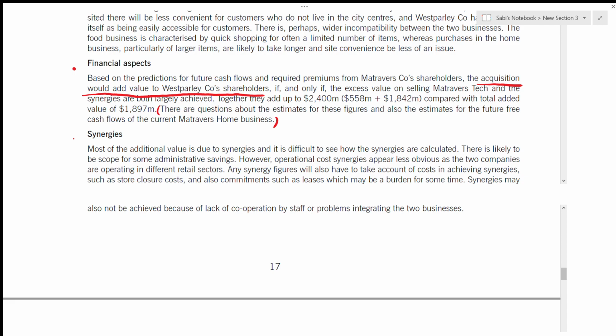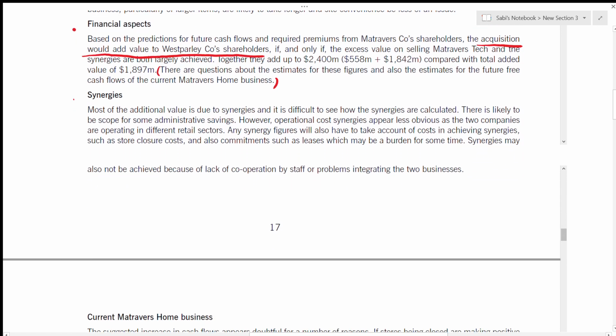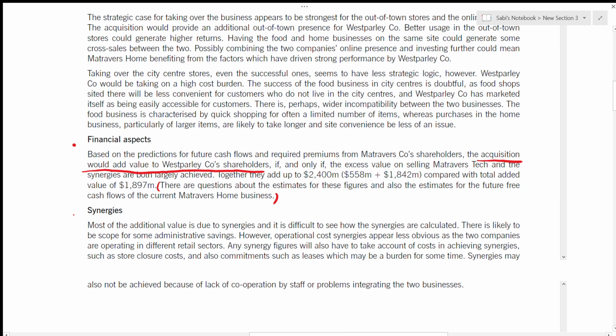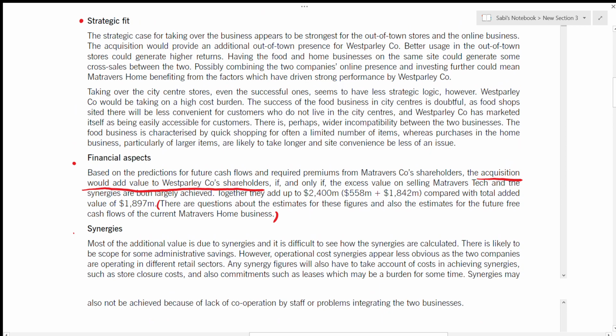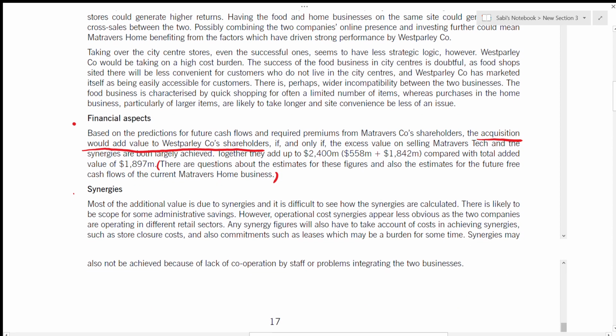Okay, now let's go to the synergies. Acquisition means synergy has to be there. You have to talk about synergy. Now let's see under synergy what they have written. Just see how many lines are there under each subheading. Under financial aspect there are 5 lines. Under synergy there are 5 lines. This is how your report has to be, not more than 5 lines. Again, I'm repeating, not more than 5 lines. It could be 1 line, 2, 3, 4, 5, not more than that. So limit yourself to that.